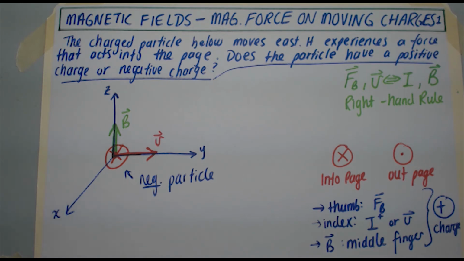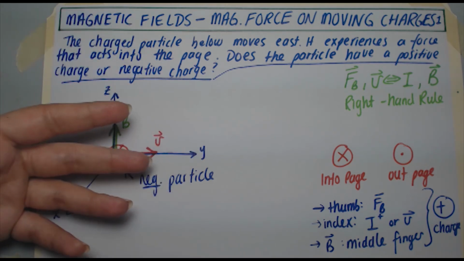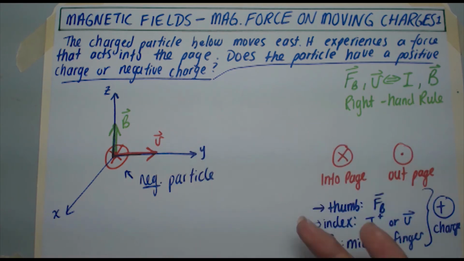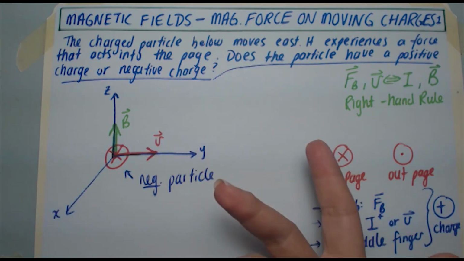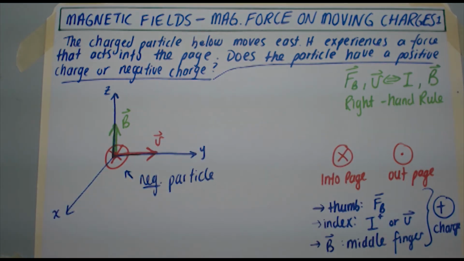you have two ways of doing it. You can use left hand for negative particles, right hand for positive, or you can simply notice that if it's the opposite direction that you're getting from the right hand rule, that means it's a negative charge. So whatever way is easier for you, use that method.